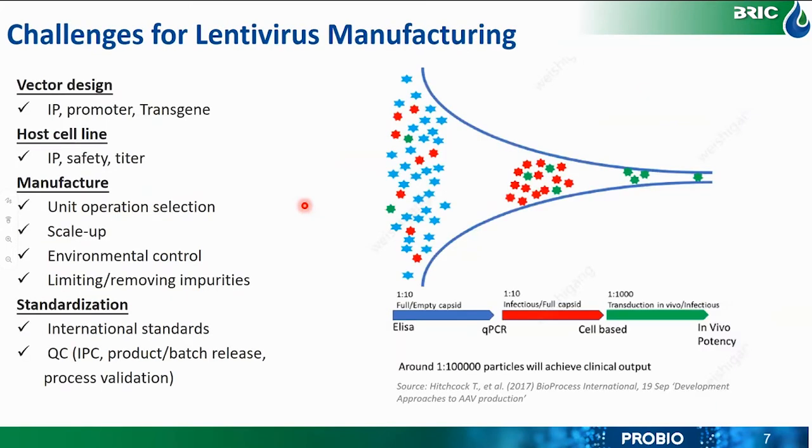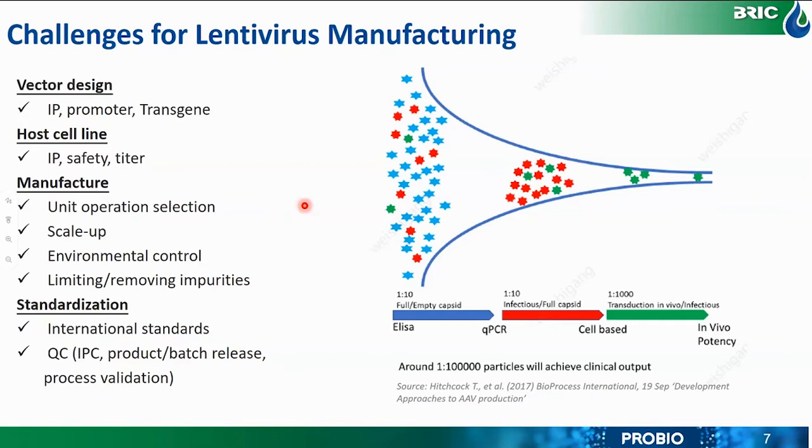For GMP manufacturing of lentiviral vector, you still need to consider a lot of points, like viral vector design. You need to consider the IP, the promoter of the vector, and also the gene of interest. Also, because you move to later stage GMP manufacturing or BLA to commercial in future, you also need to consider the host cell line IP, the license for using the host cell line, the safety of the cell line, and also you need to get high titer using the host cell line.